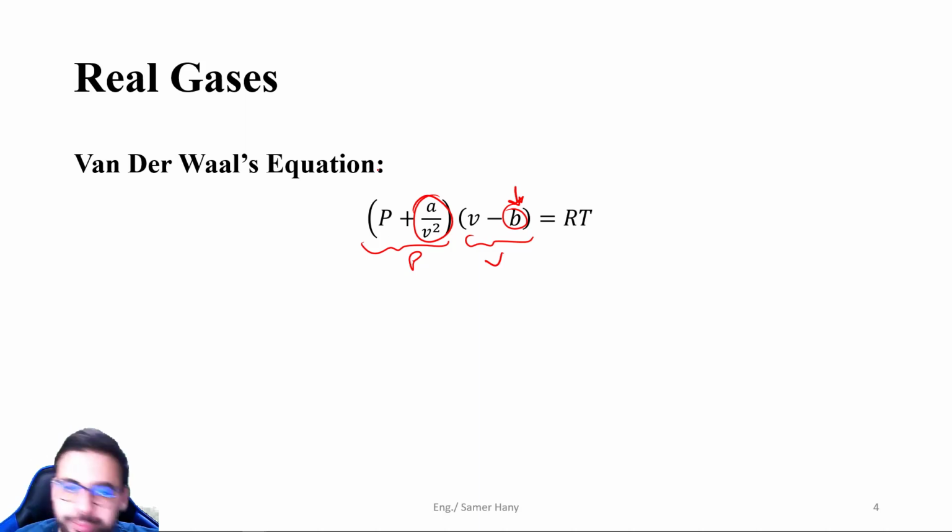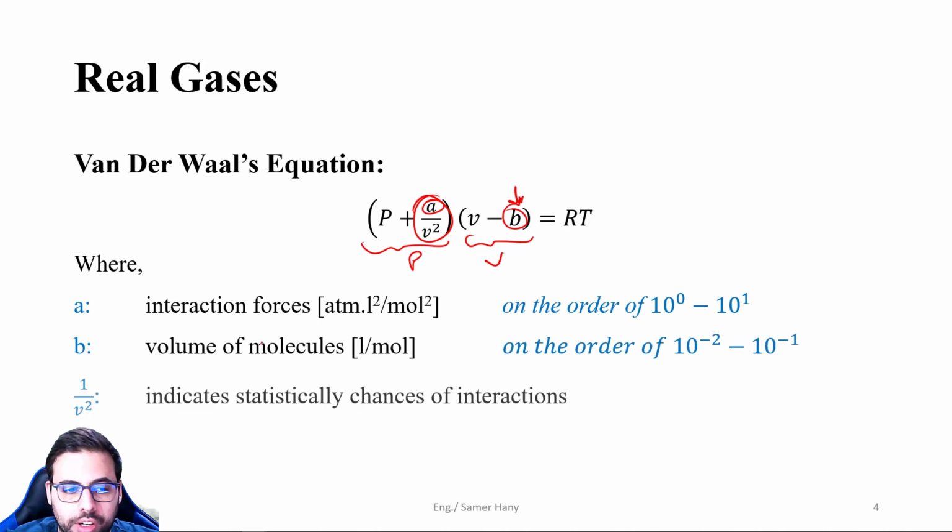There is some volume that's already occupied and cannot be occupied by the same or other molecules anymore. And for the pressure term, we have the interactions indicated by the parameter a, and the 1 over V here just indicates the chances of interactions between different molecules. So as the volume gets higher, the molecules have less chance of interacting with each other, so the total interaction forces between those molecules will decrease, and that makes sense.